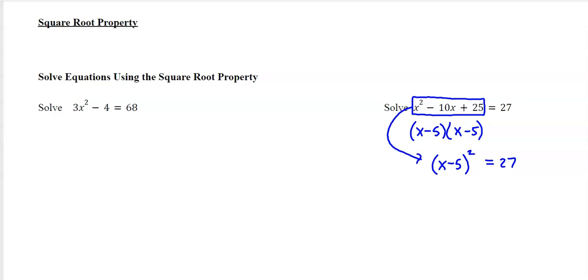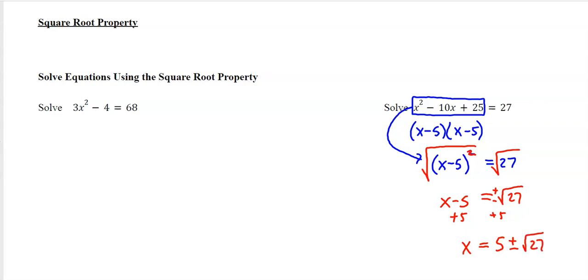And now I'm like, hey, I can get rid of that 2 exponent. I can just take the square root of both sides, which completely undoes this 2. But then if I take the square root of that side, I've got to take the square root of this side. And when I clean this up, and remember it's positive and negative, to solve for x I would add the 5 to both sides. And you can't add a number to a radical. So I would say, well, this is going to be 5 plus or minus the square root of 27.